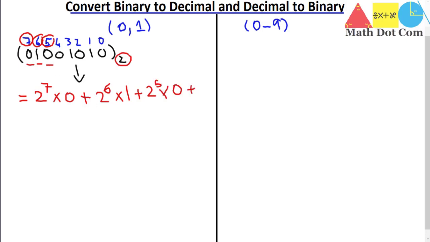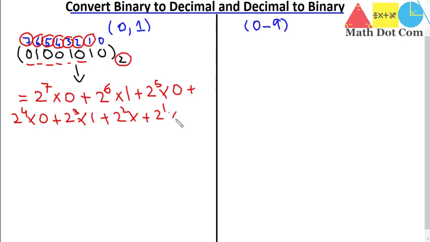plus 2 raised to power 4 multiplied by 0, plus 2 raised to power 3 multiplied by 1, plus 2 raised to power 2 multiplied by this 0, plus 2 raised to power 1 multiplied by this 1, plus 2 raised to power 0 multiplied by this 0. So we have to stop here. Then we have to calculate them.